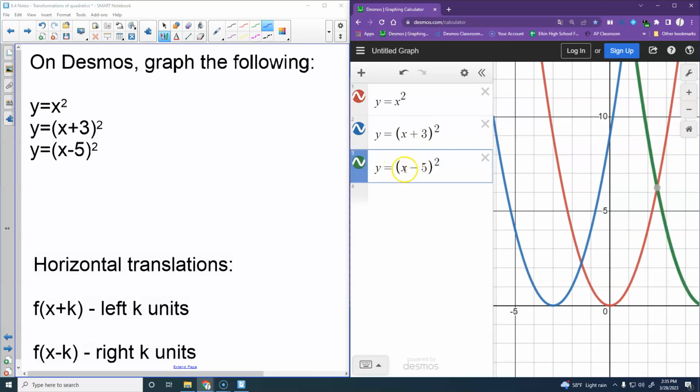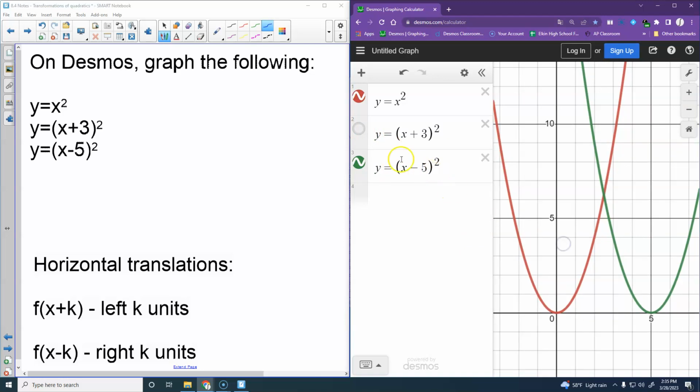Let's look over here at this green graph. This time I had a minus 5. Which direction did I go? To the positive direction. I went to the right 5. So what we should notice about this is that it's opposite, right?